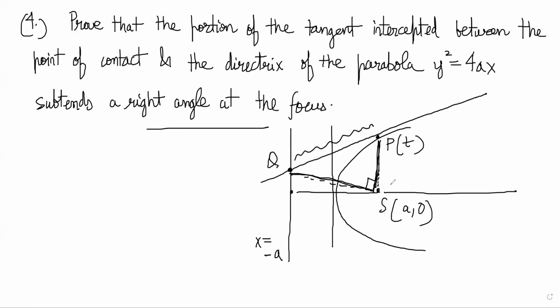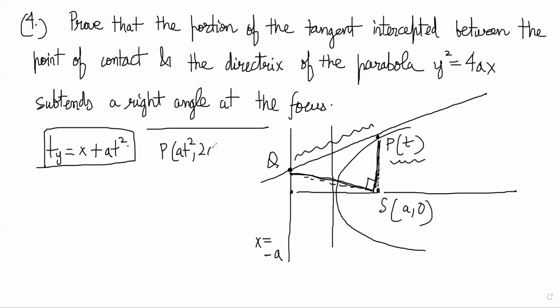Okay. And this is an important property. It is very useful in certain types of questions. So make a note of this. We'll do the proof now. It is very simple to prove this. The tangent equation at point T would be Ty is equal to x plus at square. So point P is at square comma 2at.